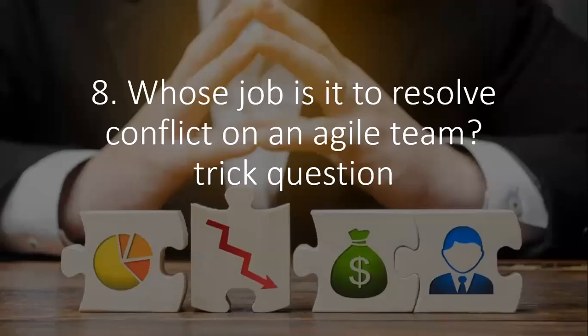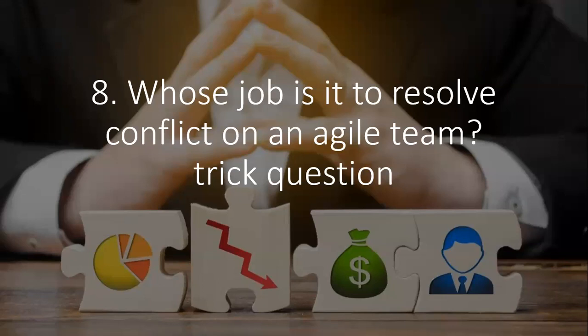Number 8, whose job is it to resolve conflict on an agile team? Now that's a trick question. The correct answer is the team, right? The team in total, it's their job. It's part of their mantra in the world of Agile: self-organizing, self-managed, self-leading, self-led team.